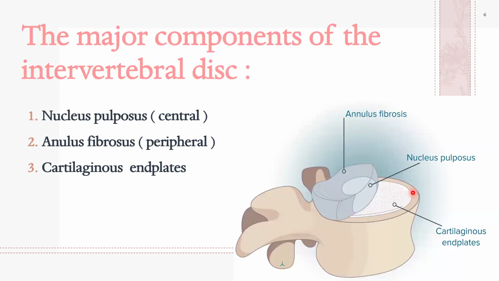The major components of the intervertebral disc are the nucleus pulposus, which is located centrally, and the annulus fibrosus, which is located peripherally, and the cartilaginous end plate on the vertebra above and below. This is the nucleus pulposus with the peripheral annulus fibrosus, and the cartilaginous end plate on the vertebra.